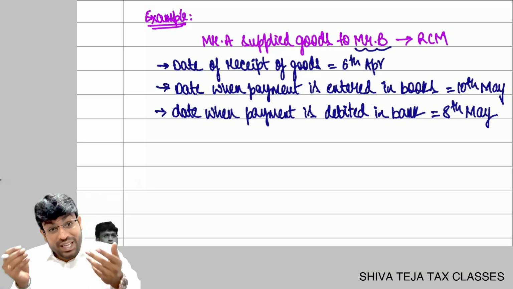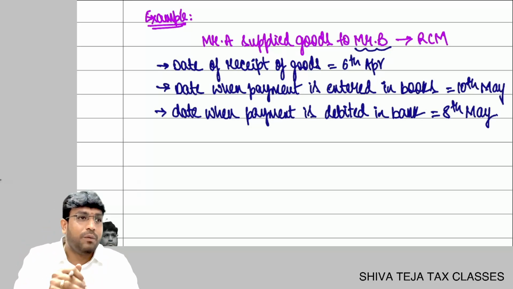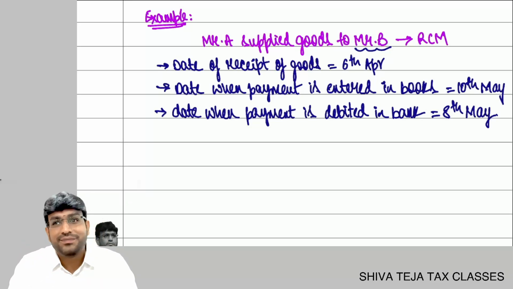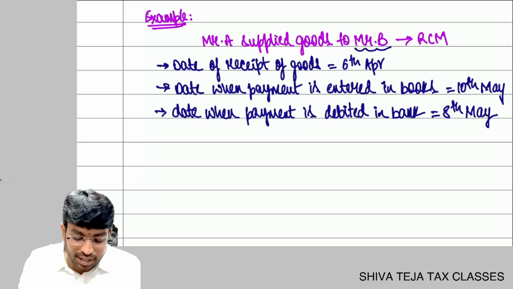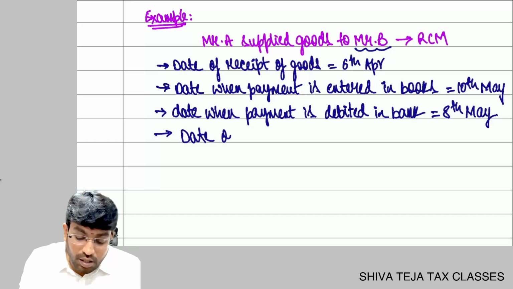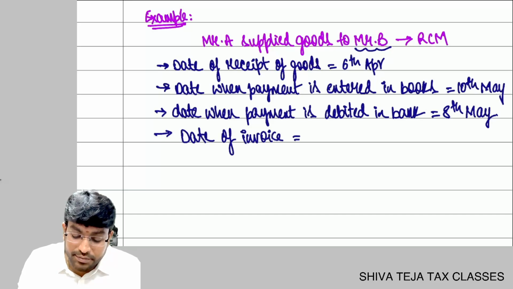Sir, if everything happens on the same day, why do we prepare something called BRS practically then? We know BRS, right? Yes, sir. Exactly. Next, finally, the date of invoice is, let us say, 4th March.